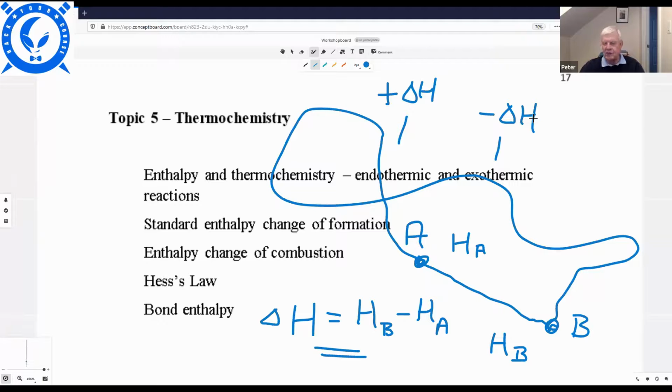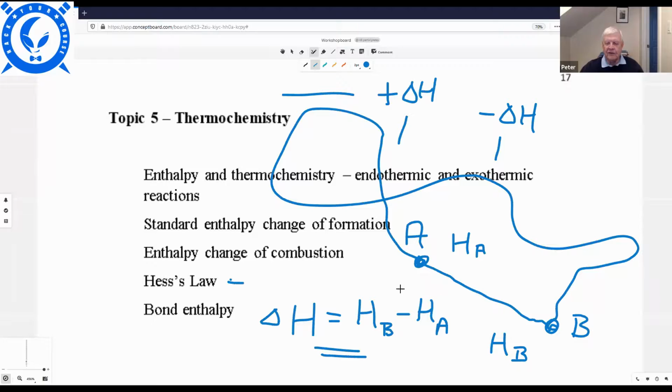The standard enthalpy change of formation, which refers to the making of a compound from its constituent elements under standard conditions. In which case, then, your delta H would be the sum of the H's of the products minus the sum of the H's of the reactants. There's also the enthalpy change accompanying combustion. Usually for organic type compounds, when you burn them in the presence of oxygen to carbon dioxide and water.